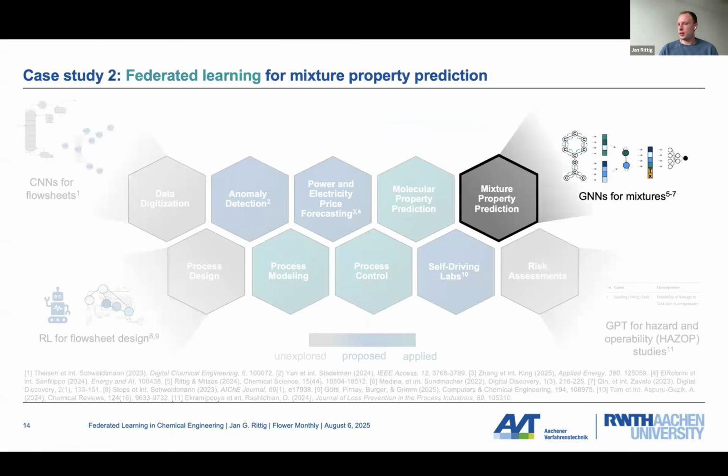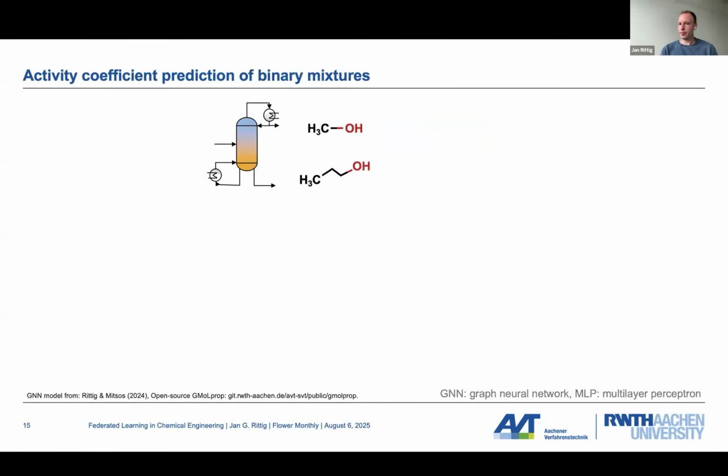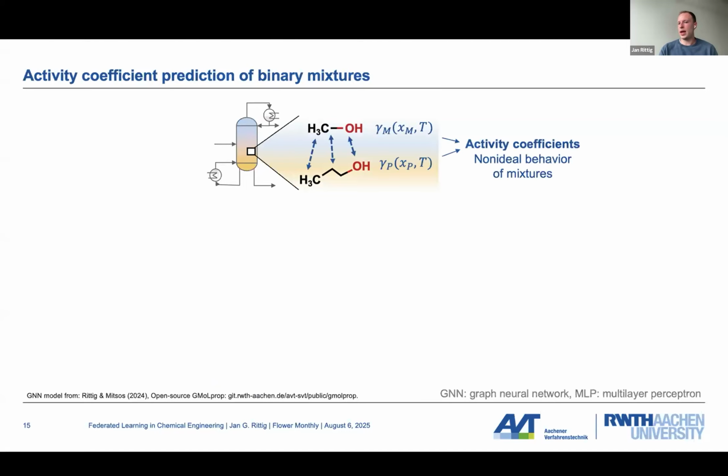And then as a second case study, we investigated mixture property prediction. Again, we can start from the scenario of having a distillation column, but this time we're not looking at the system behavior, but rather look inside the distillation column. So we have these 2 components, and they somehow interact with each other. And we can use the concept from thermodynamics, which we call activity coefficients, which gives us some quantification of the non-ideal behavior of this mixture.